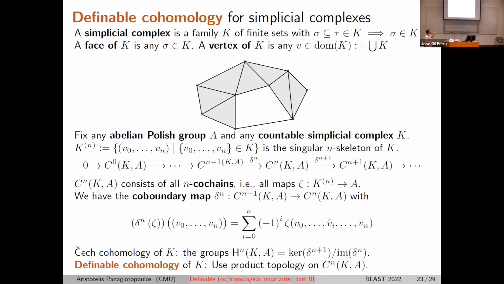Now, when it becomes tricky, my point is this: when it comes to simplicial complexes, it is straightforward how to turn simplicial cohomology into definable cohomology. It becomes difficult when you want to use that in the next step and define Čech cohomology. This is cohomology for spaces.